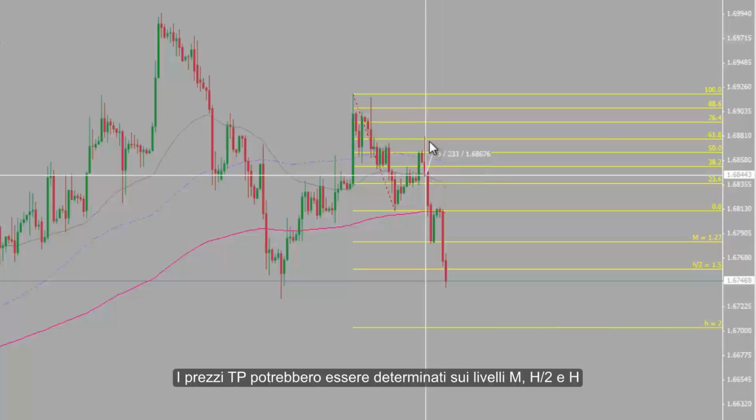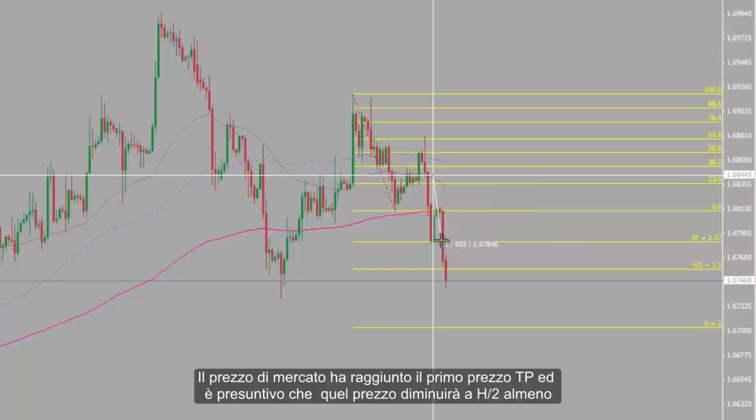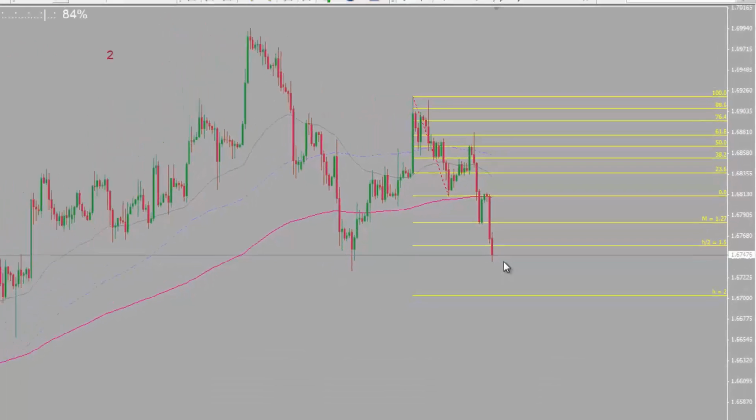TP prices could be determined on levels M, H2 and H. The market price has reached the first TP price, and it is presumptive that the price would decrease to H2 at least.